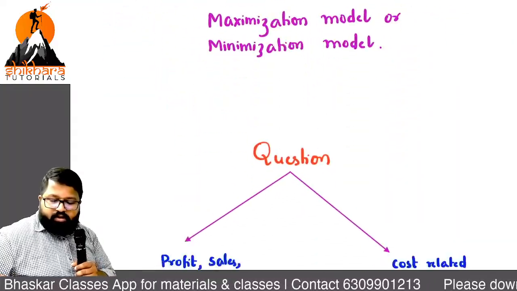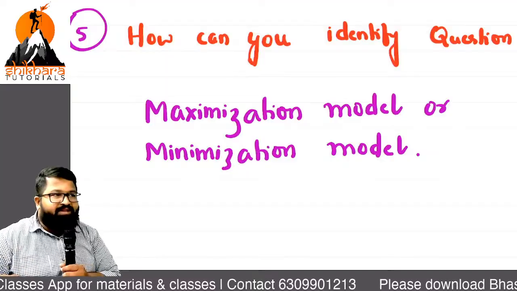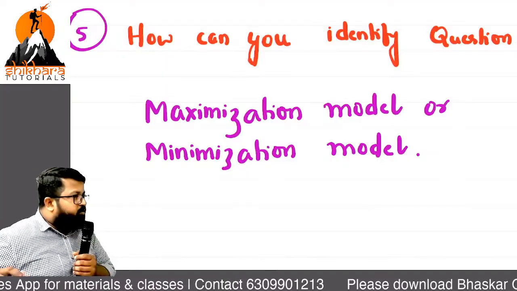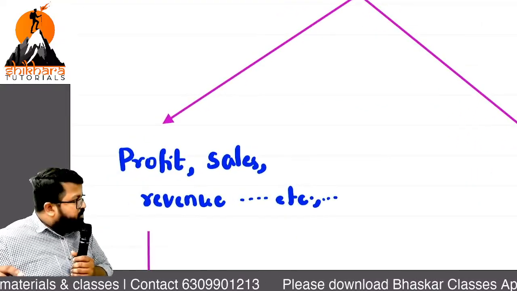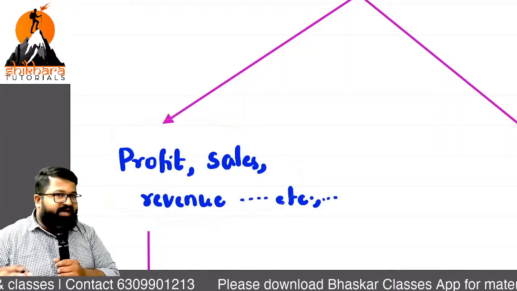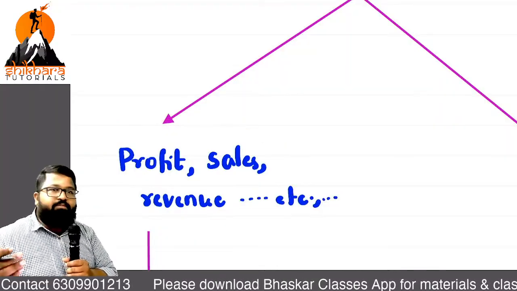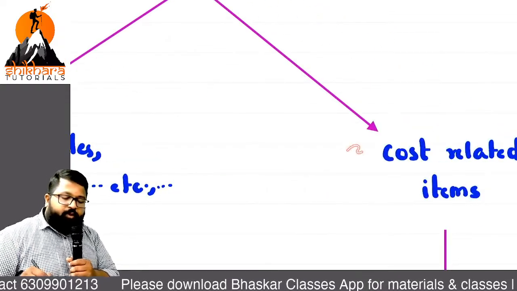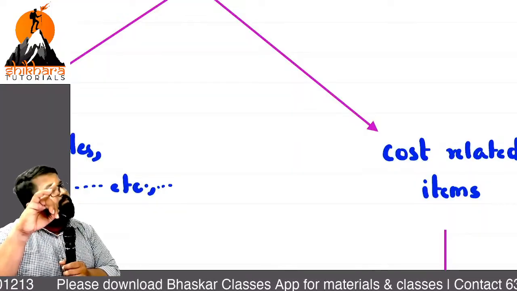How to identify whether the question is a maximization model or a minimization model is important. What are the clues which give information regarding maximization? Profit, sales and revenue. These are items which the company wants to increase, so those will be maximization. And what about the other items? Cost related items will definitely be a minimization model.